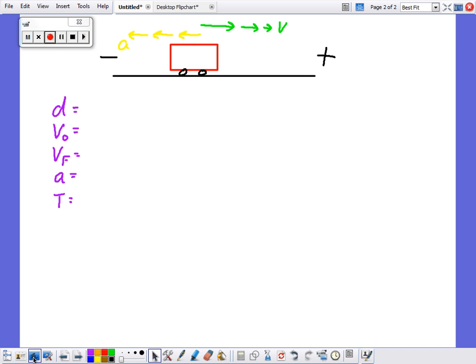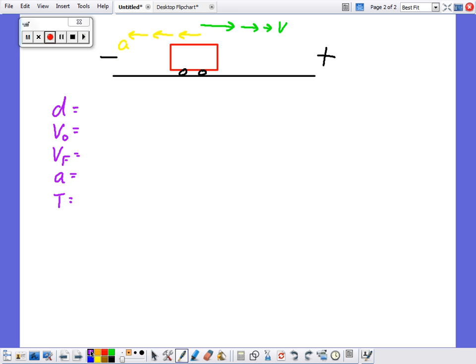To save time, I've already done the drawing. Here's my car, and I've done my motion map. I've got the velocity going to the right, the positive direction, and you can see the arrow is getting smaller, smaller, smaller, meaning that we are getting slower and slower. The acceleration, because we're going slower and slower, has to be in the other direction, which is the negative direction.